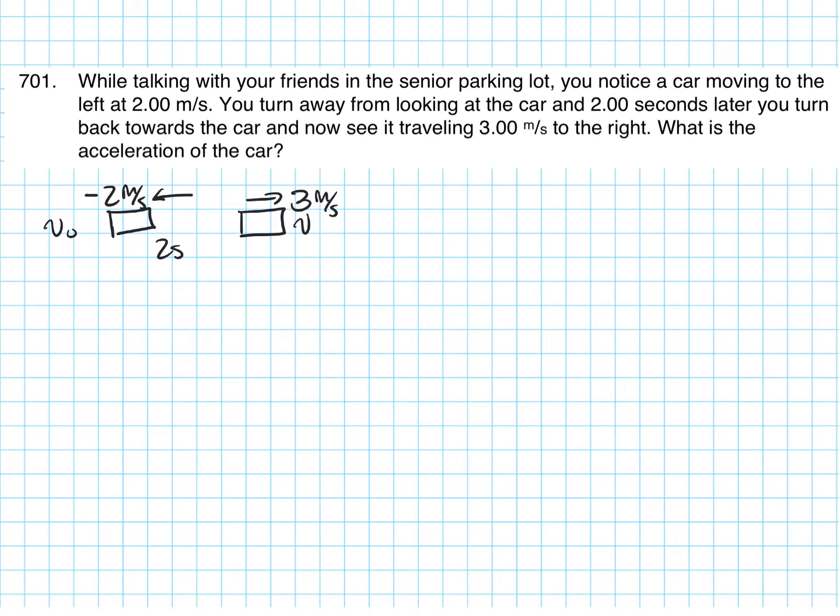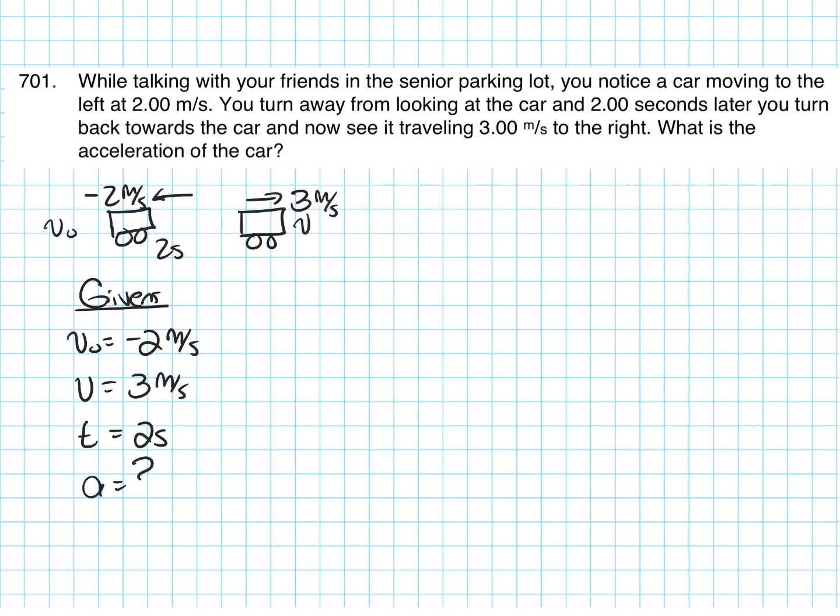So here's my picture. And now I've got to find the acceleration. So I'm going to make my list of givens. I'll start with the initial velocity being to the left. I'll call that negative 2 meters per second. And the final velocity is to the right, 3 meters per second. And this whole thing took a time of 2 seconds. And I'm looking for the acceleration.